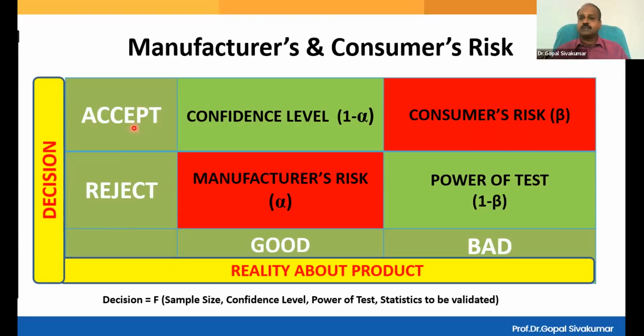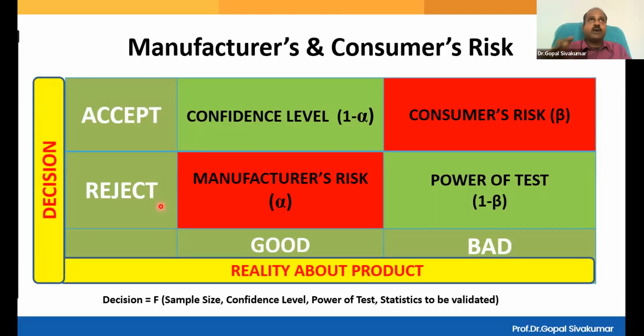All of you understand what is the manufacturer's risk here? Come again, if possible. See, if I reject a good lot, the lot is good, but I am rejecting it. Why am I rejecting it? Because my sample is bad. Whatever sample I have taken, that is bad. So as a result, I am rejecting a good lot. This is actually an error. The error is called type 1 error.